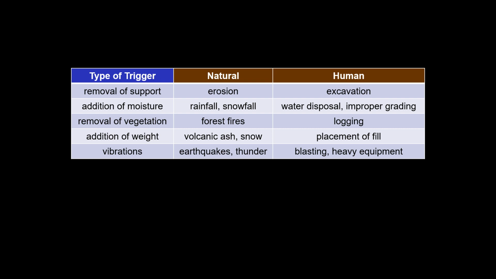To give you some idea of the causes of rock slides, I put together this table that gives you a feel for the triggers, such as the addition of moisture, which adds weight, and we'll talk about that a little bit later. Naturally, that could happen from rainfall or snowfall, but humans can also contribute to that through water disposal, improper grading. Here's the addition of weight by adding volcanic ash or snow. A human contributing factor could be the placement of fill or building materials. Vibrations: earthquakes and thunder. On the human side, blasting and heavy equipment.